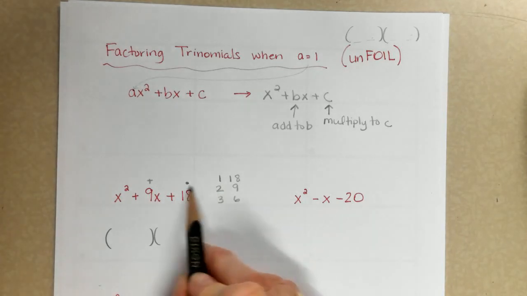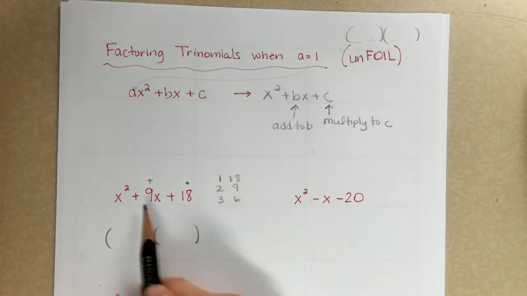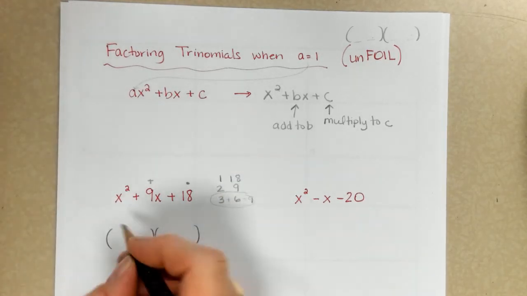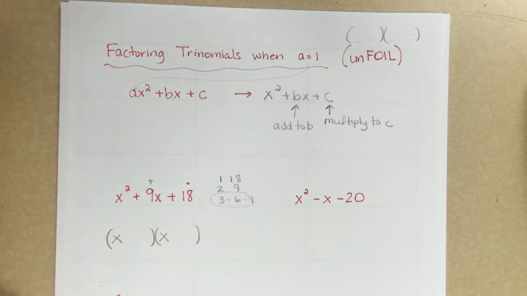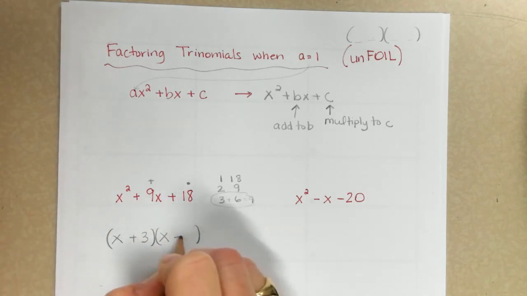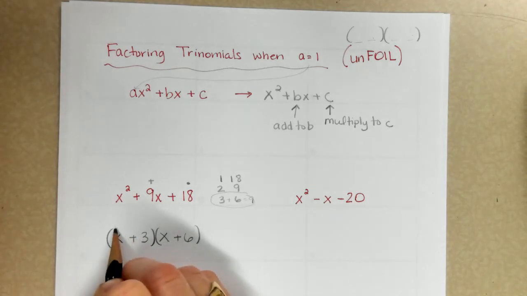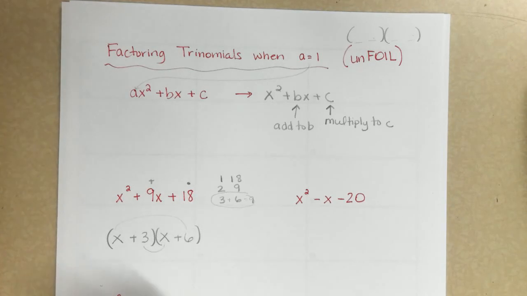So these are the pairs of numbers that multiply to 18. And I'm looking for which one of those pairs can add up to be 9. I think it's pretty obvious that it's the 3 and the 6. So I need to place an x times an x to get my x squared as the first piece when I'm multiplying. And I need to place my plus 3 and my plus 6. So when I do the outside part of FOIL, I get 6x. The inside part of FOIL, I get 3x. So that adds up to 9x.